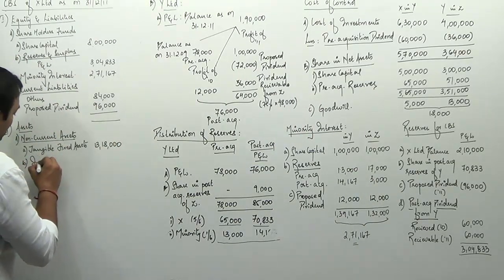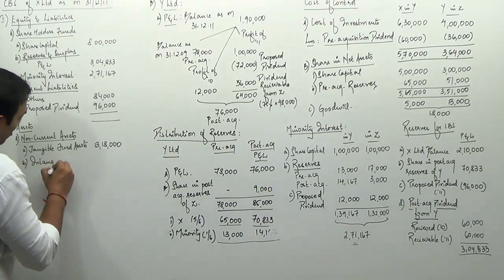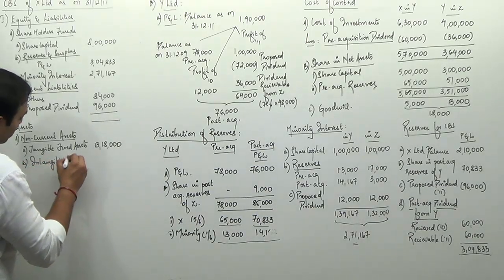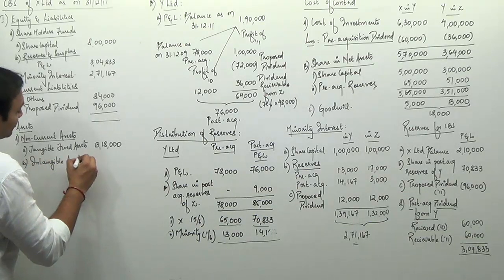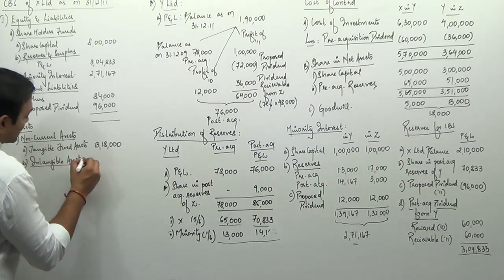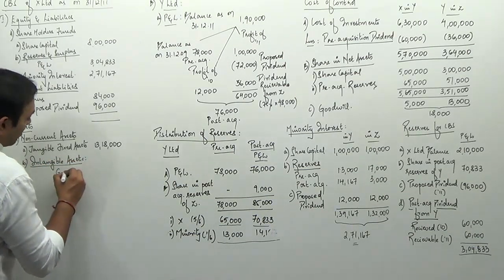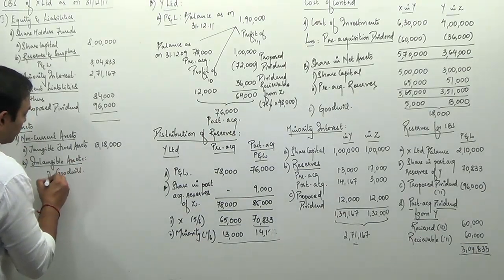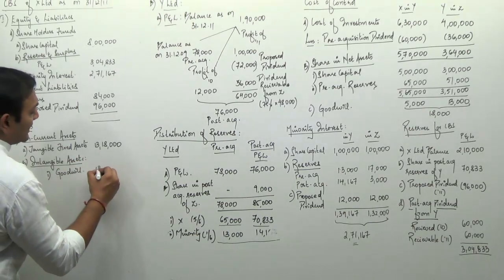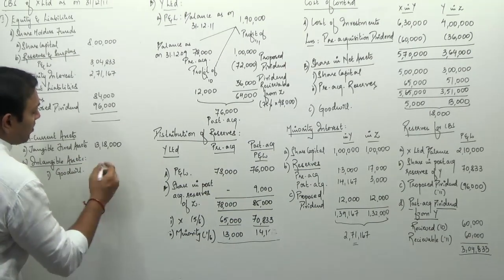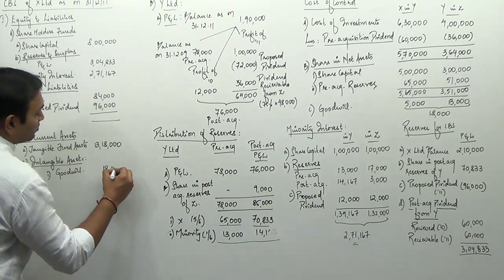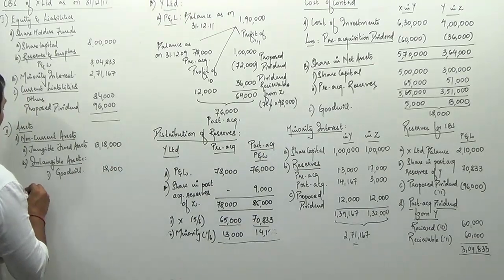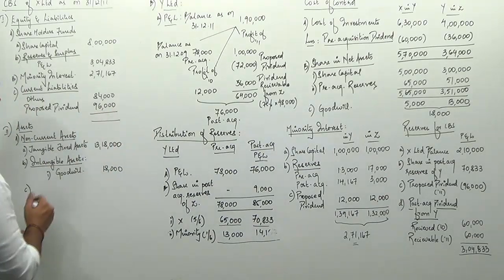I have intangible assets as well. My only intangible asset is goodwill. Value of goodwill is 18,000. We have already got that in cost of control.